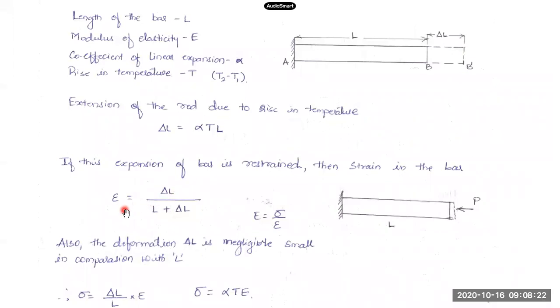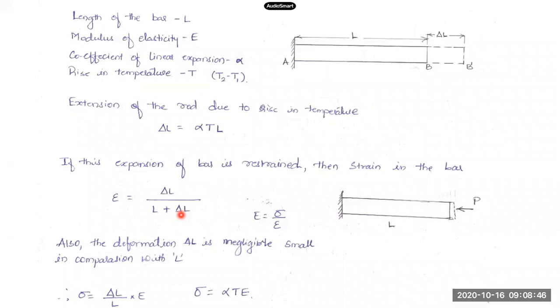Normally, this change in length will be small when you compare it with the length of the bar. When I compare the length of the bar and the expansion that has occurred, this delta L will be very small. For example, if you observe railway tracks, you find small gaps somewhere in between. If you compare that gap with the length of that rail track, it will be very small.